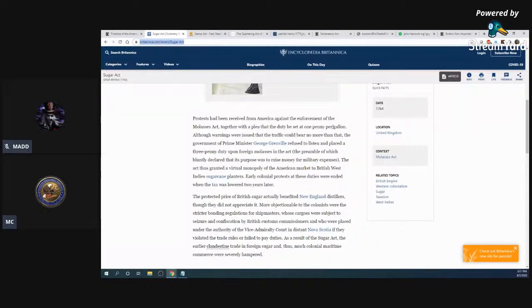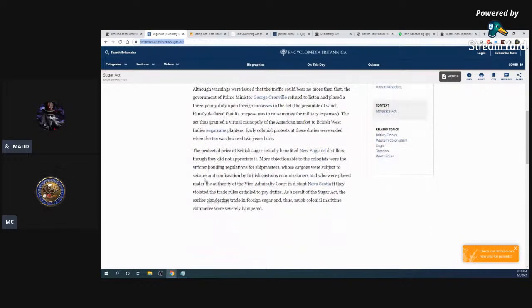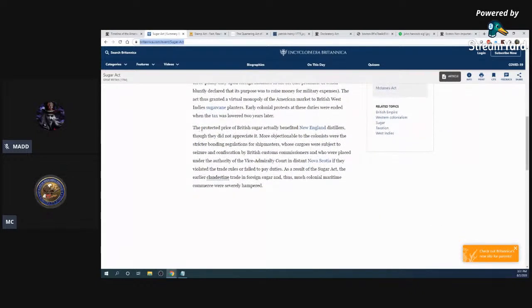At which point, the protest began. And I love this comment. This comment is awesome. The protected price of British sugar actually benefited the New England distillers, though they did not appreciate it. Come on. Well, yeah, and that's funny.